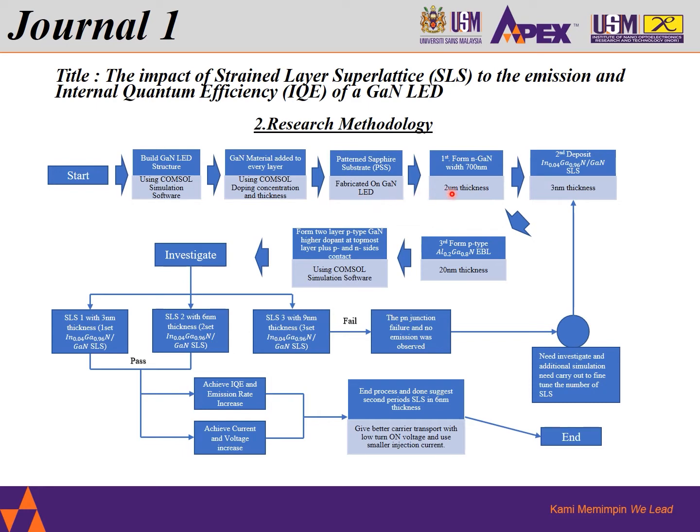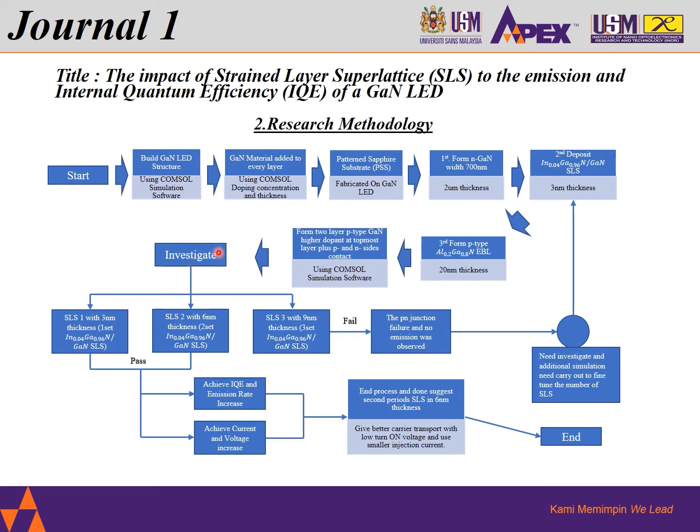First, we form an N-GaN with a width of 700 nanometer and a thickness of 2 nanometer. Second, deposit indium about 4% and gallium about 96% per GaN SLS with a thickness of 3 nanometer. Third, we form P-type aluminum 20% and gallium about 80% EBL with a thickness of 20 nanometer. After that, we form two-layer P-type GaN with higher dopant at the topmost layer, plus P and N side contacts. Then after completing the GaN structure, we start the investigation.